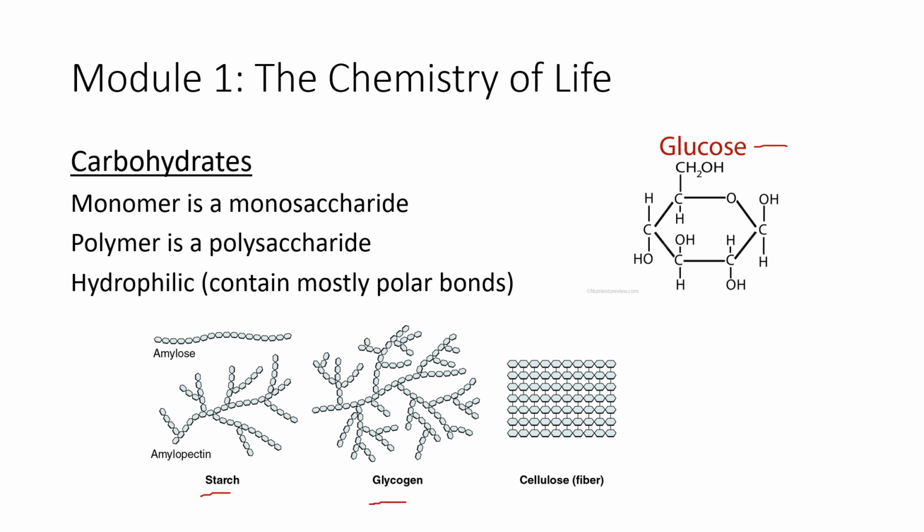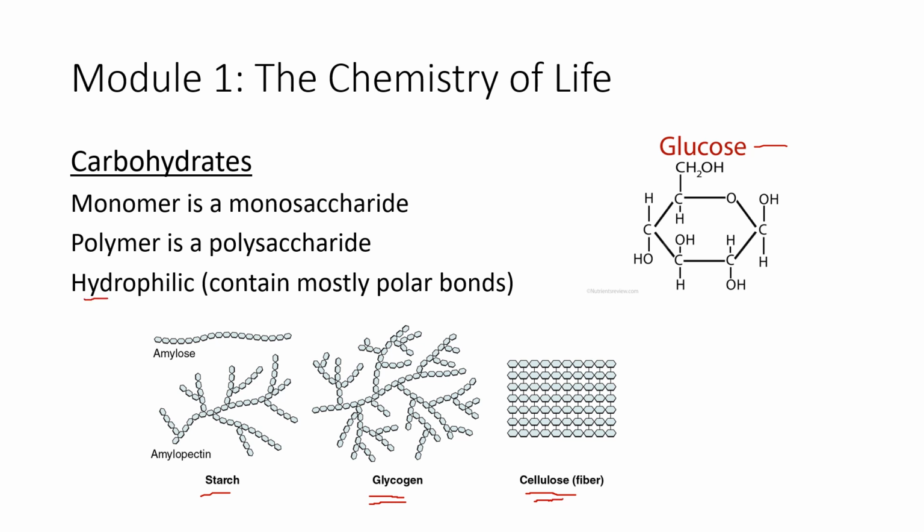Glycogen is also a polymer. It is a polysaccharide. A bunch of glucose molecules stuck together. Glycogen is how our body stores glucose. We store it as glycogen in our liver and skeletal muscle. Cellulose is also a bunch of glucose stuck together in a little bit different way. We cannot digest cellulose. It's what we call fiber.